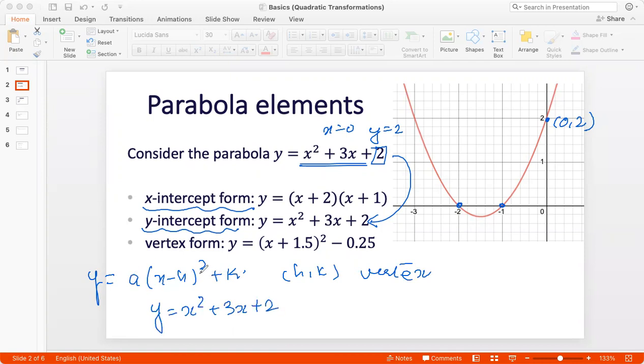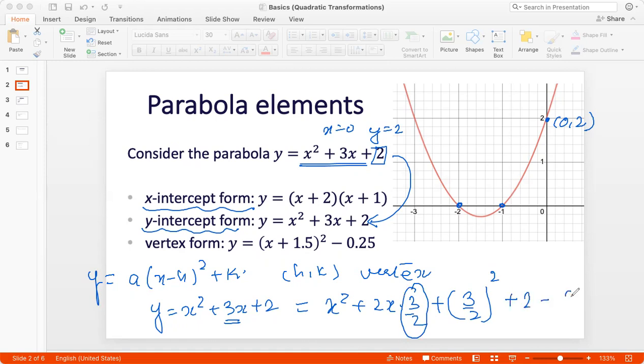I've explained this in a video called Completing the Squares, which I will link to in the description box. You basically have to complete the square. So you write this as x squared plus 2x times 3 by 2. The expression 3x is written as 2x times 3 by 2. And then you add the square of whatever is here. Plus 2 was already there. And since you have added the square of 3 by 2, you have to subtract the square of 3 by 2.